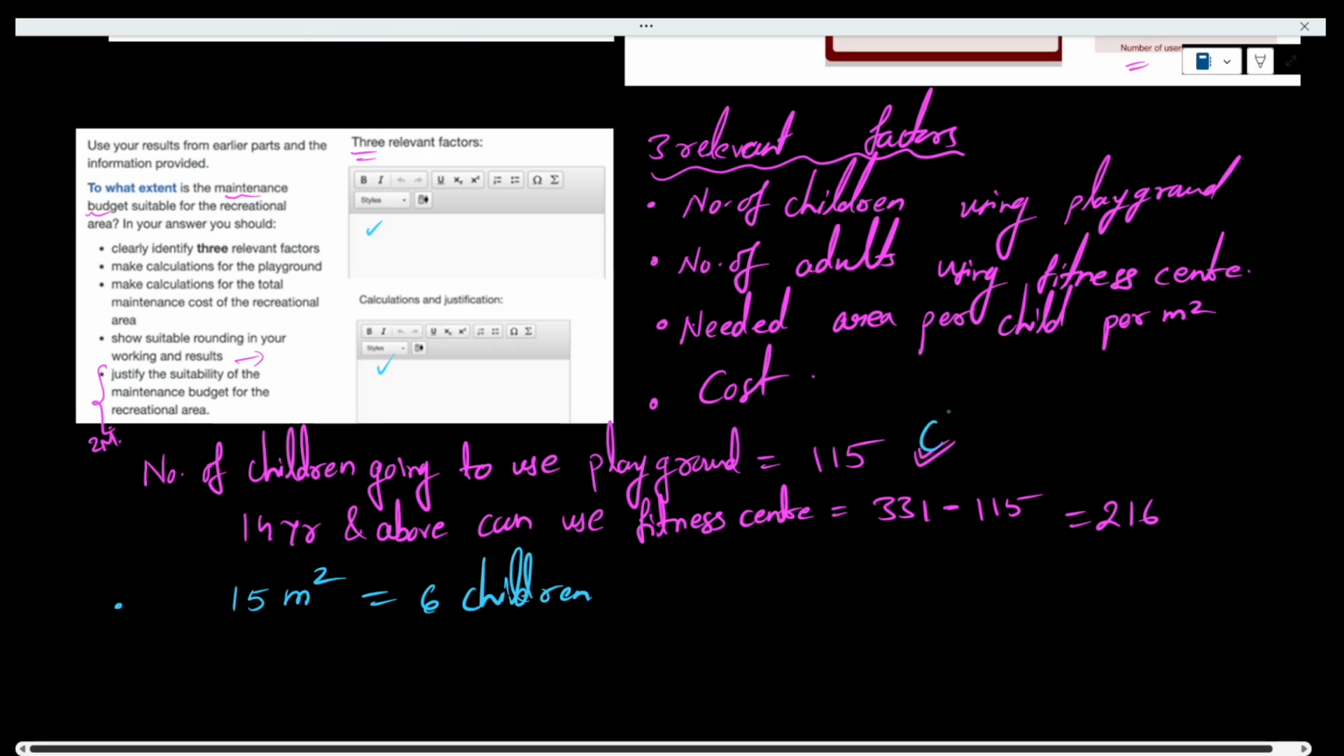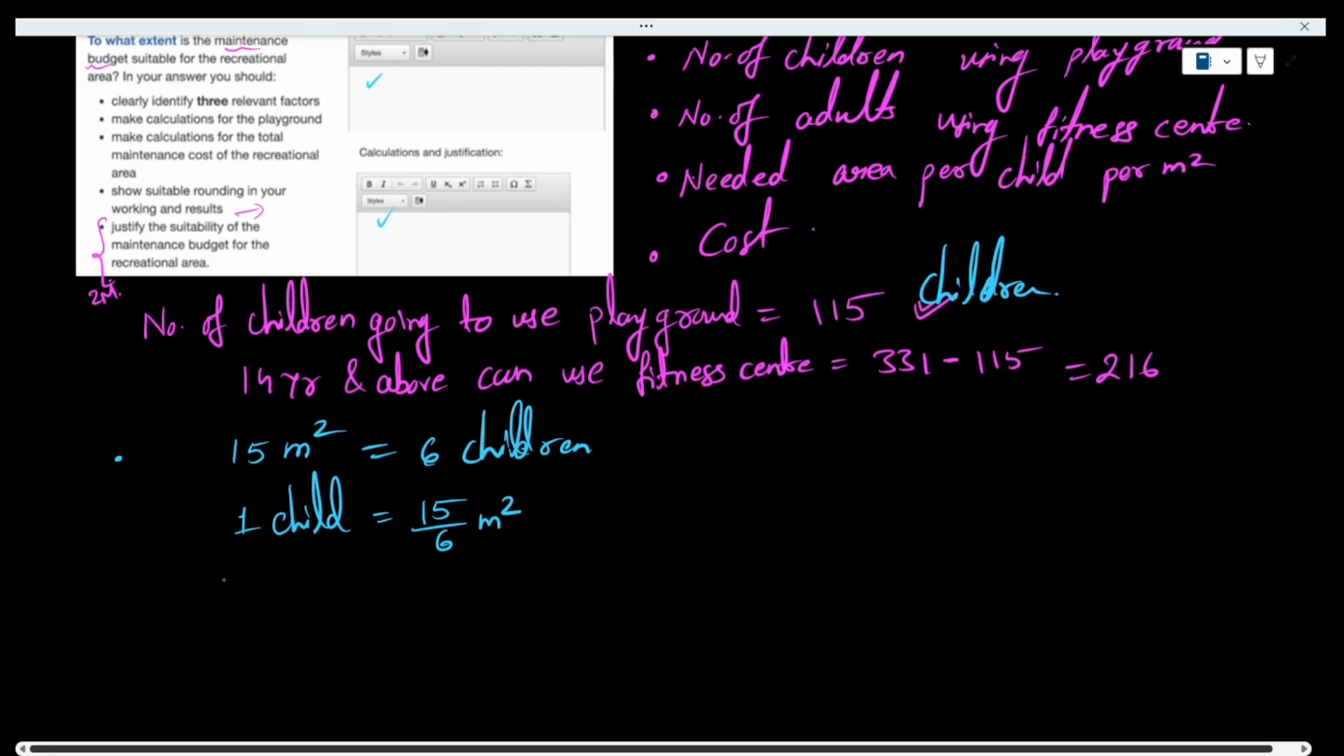And we are having here 115 children, right? So can I find out for one child how much area will be required here? One child, it will be 15 by 6 square meter. Now here, if I'm taking this for 115 children, you'll do again multiplication, 15 by 6 into 115.